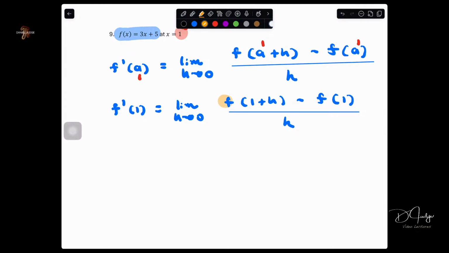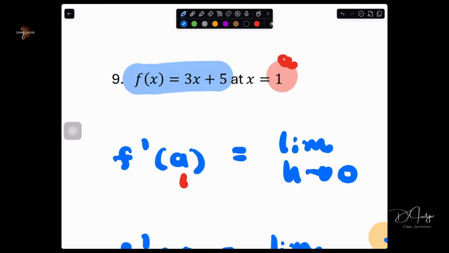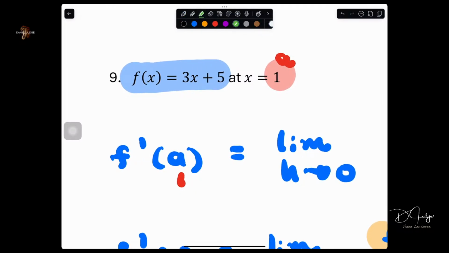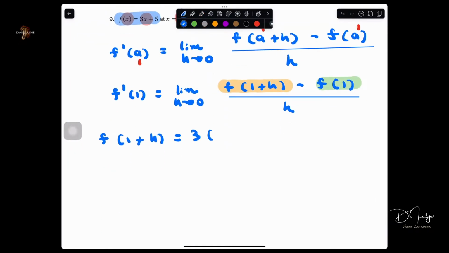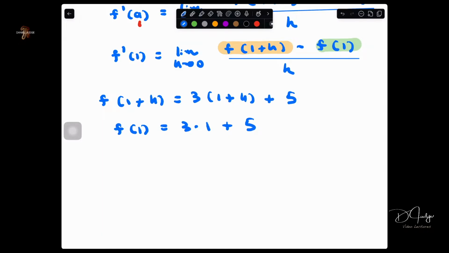So we need to find what these two functions are. So f of 1 plus h now becomes, replace the input, if you guys remember here, functional evaluation. So this would be now 3 times 1 plus h plus 5, and then f of 1 is 3 times 1 plus 5. So you can simplify a little bit here just to kind of let you guys know this is the first part in orange, second part in green. Order of operation, this becomes 3 plus 5, which equals 8.